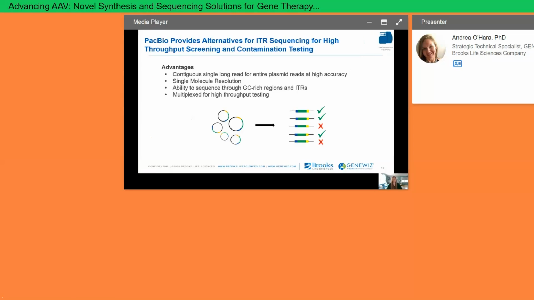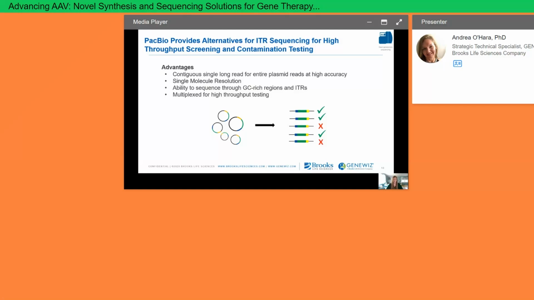Looking for a next generation sequencing option, we also recommend our PacBio approach, which is a great alternative for high throughput screening and contamination testing of your ITR sequences. This is going to actually be sequencing of the entire plasmid. So this will include the ITR region as well as the rest of the plasmid and the backbone. This is a contiguous single long read molecule, so we'll get the whole plasmid with high accuracy.